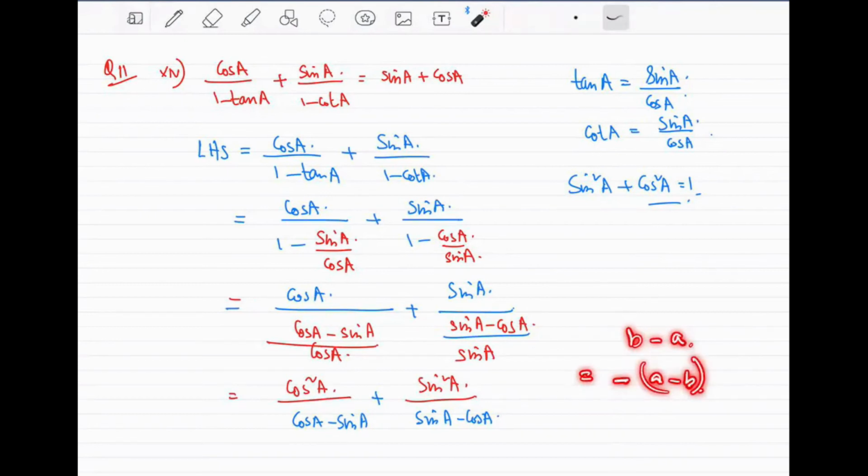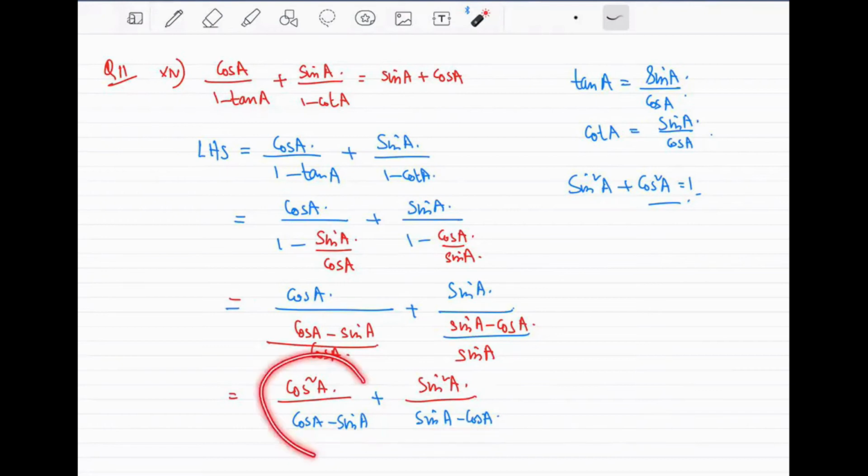We have already done this during factorization. If you have y minus x and you want to change it into x minus y, it will be followed by a minus sign. Our next goal is to make these two equal. How to make it equal? You change sine A minus cos A, this one right here, into cos A minus sine A so that these two are equal.